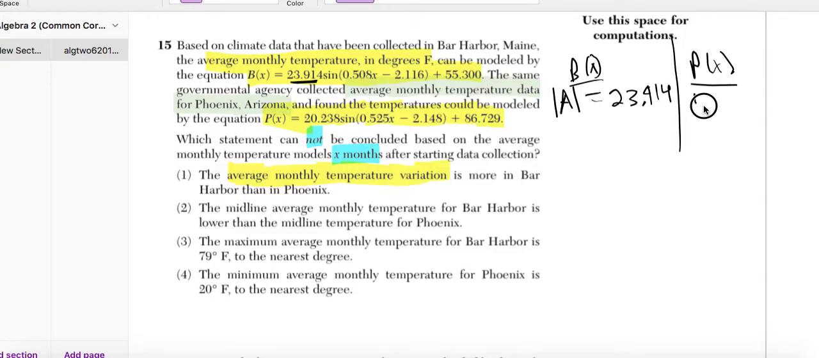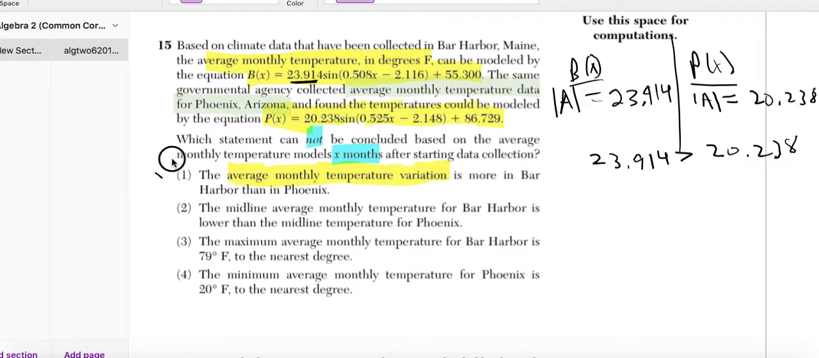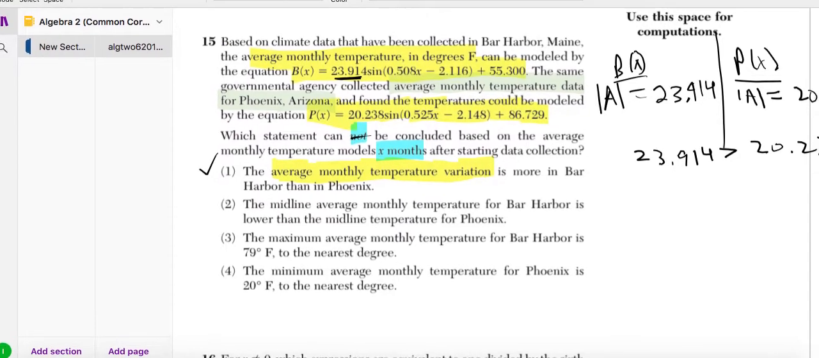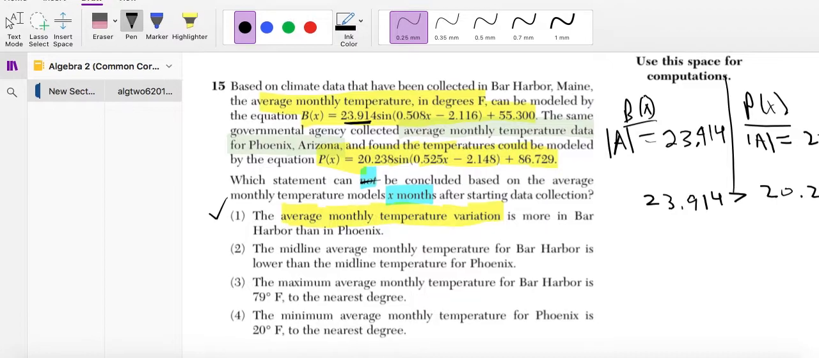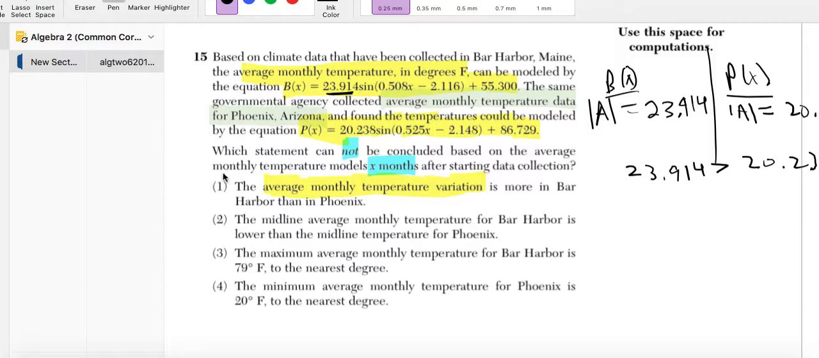The amplitude is 20.238, right? And they're saying the average monthly temperature variation is more in Bar Harbor, which is the 23.914, is greater than in Phoenix, which is 20.238. That's true. They want the one that cannot be concluded, right? So since that's true, we're going to eliminate that choice, all right? So they want to say which one's not true.